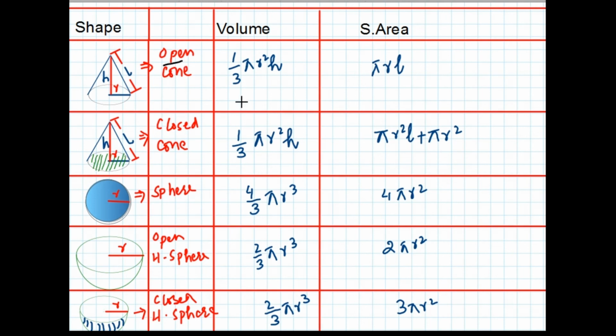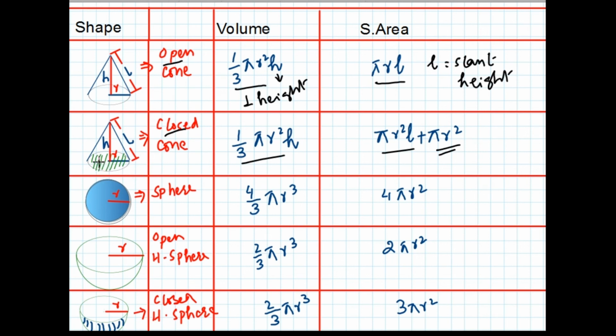Next shape is open cone, meaning it is open from bottom as shown. Its volume is equal to 1 upon 3 pi r square H and surface area is equal to pi r L, where L is slant height and H is perpendicular height. For a closed cone, meaning its bottom is closed, volume is equal to 1 upon 3 pi r square H, and surface area is equal to pi r L plus pi r square. It is closed from bottom, that is why pi r square is included.